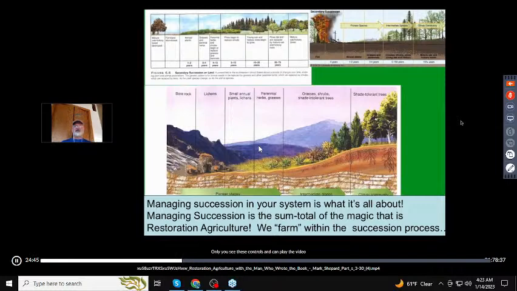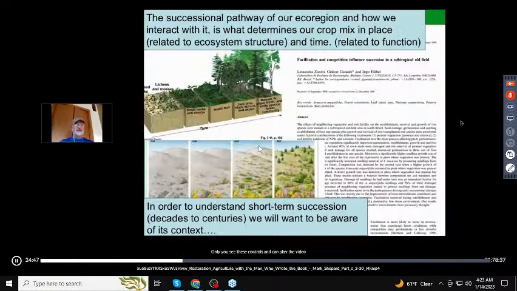And the successional pathway of your ecoregion, and how we interact with it, is what determines our crop mix. If you live in Maine, for example, yes, you can grow saguaro cactus because you took a permaculture course, you can modify the microclimate, this, that, and the other thing. Or, and this is a classic example, I know it'll get Wayne going anyways.